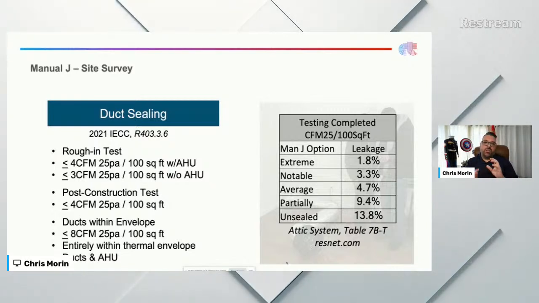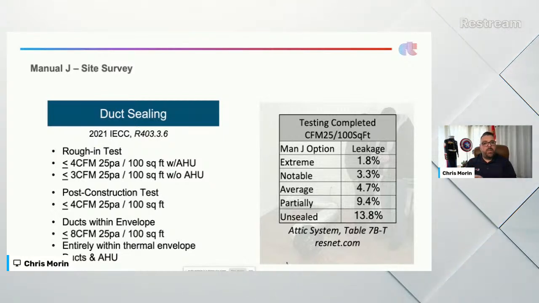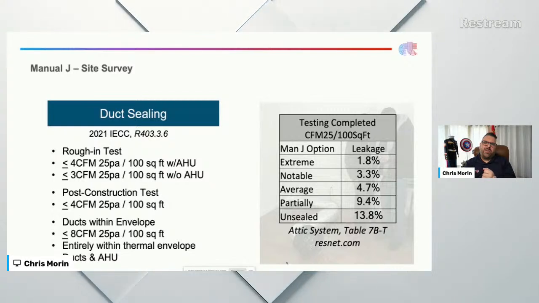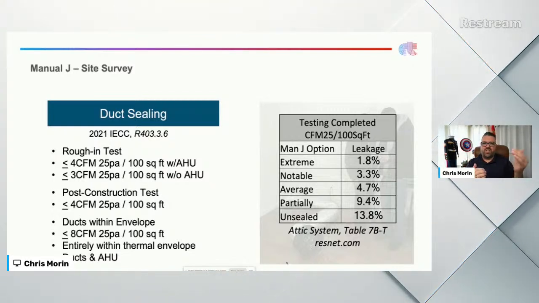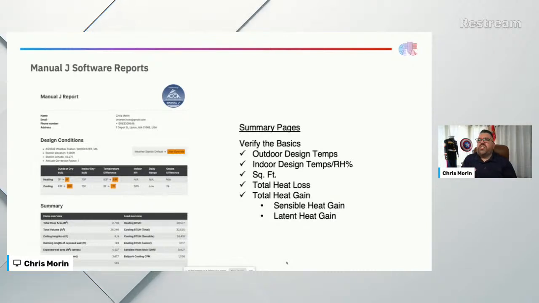Okay. So really important how that system is going to be sealed needs to equate to what actually happens. Otherwise, you can undersize or oversize your system drastically. If you're using something like AeroSeal or something that can get extreme leakage numbers, obviously, even sometimes less than 1.8%, then you would set that for extreme in your Manual J section. Okay. Let's move on to some software reports.